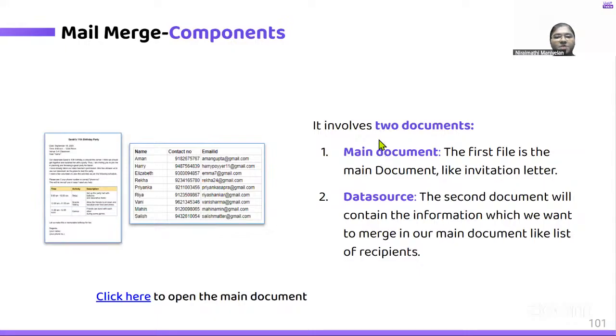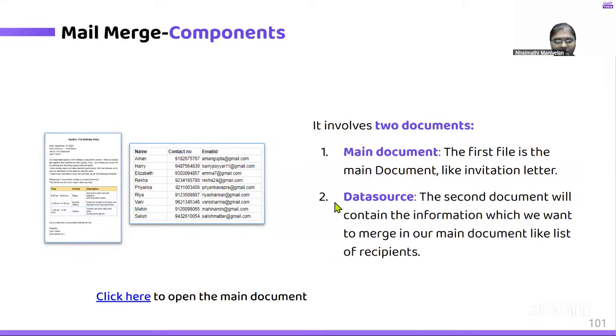So these are the components which I mentioned just now. First is your main document, like an invitation letter. Then the data source, the second document, a sheet which has the contact information, whichever you want to merge. For example, your friend's name, contact number, the mail ID of your friend, everything. So you have these two important documents.